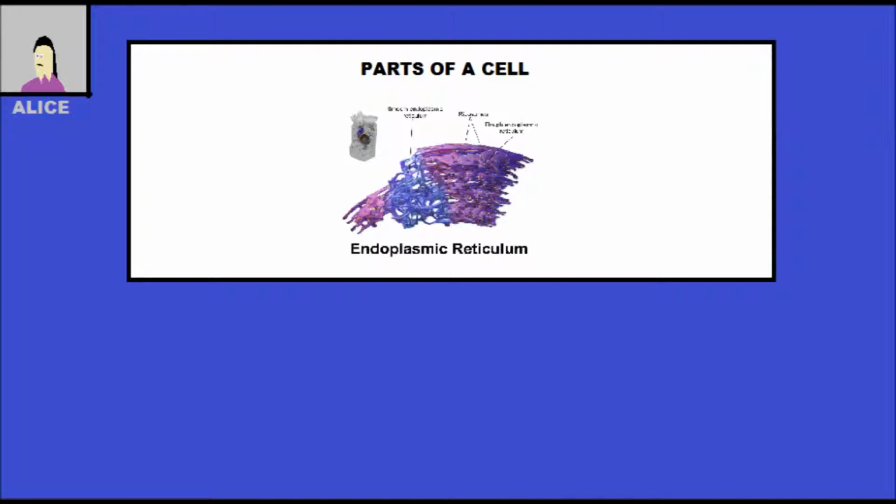Next is the endoplasmic reticulum. The endoplasmic reticulum is a network of membranous tubules within the cytoplasm of a eukaryotic cell, continuous with the nuclear membrane. It usually has ribosomes attached and is involved in protein and lipid synthesis. It is the main hallways for a cell.